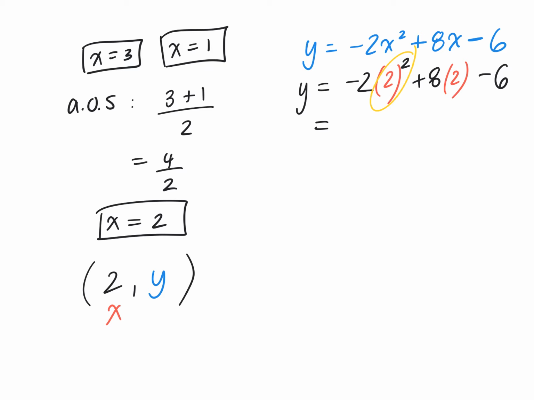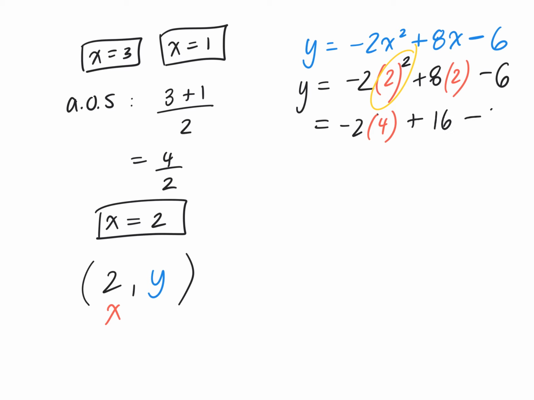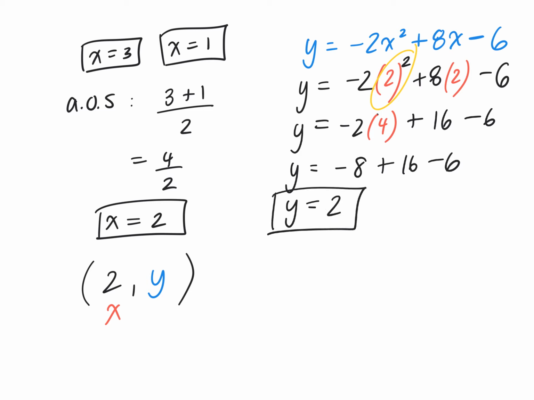What's 2 times 2? So it's negative 2 times 4 plus 16, take away 6. Negative 2 times 4 is negative 8, so minus negative 8 plus 16 minus 6 equals what? Y equals 2. So the vertex is 2, 2.